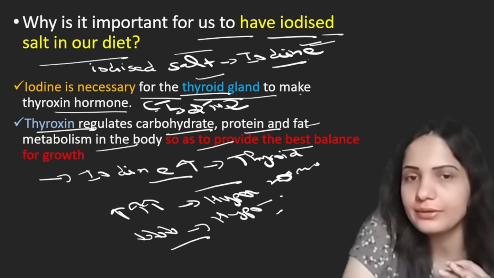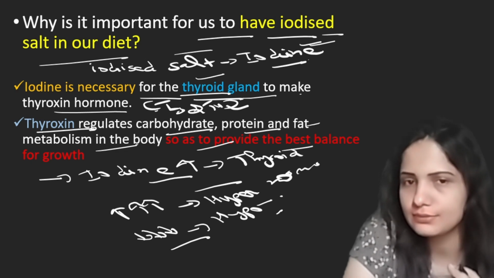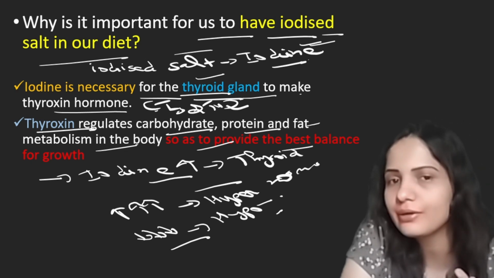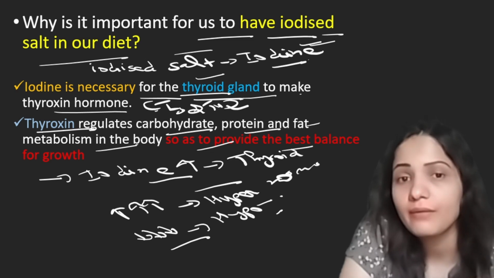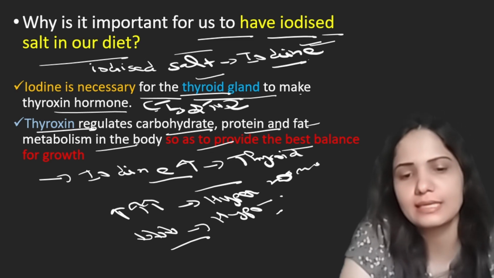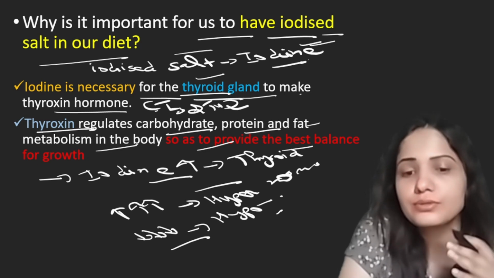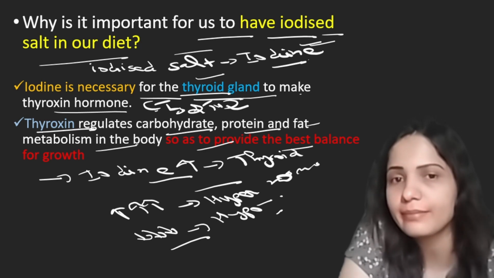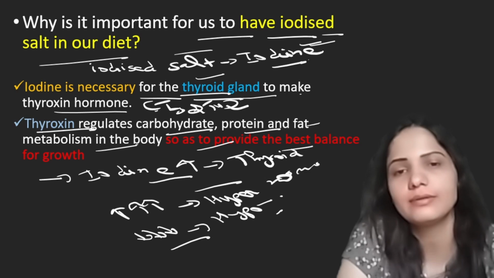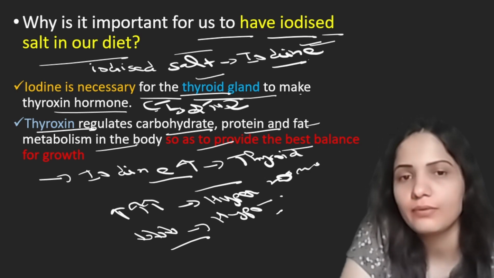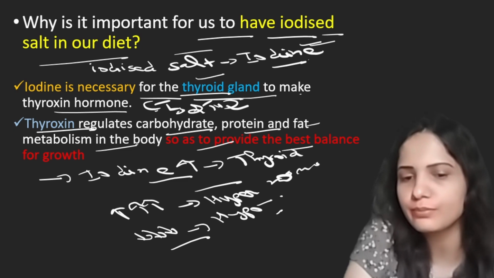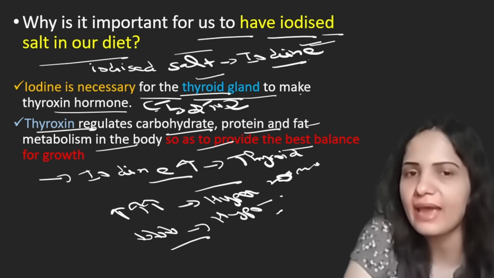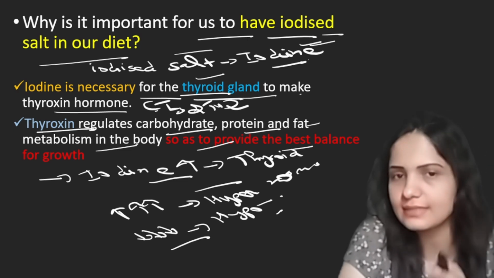Now, iodine is needed for thyroid gland. This we know. What is the function of thyroid gland? Thyroid gland secretes T3, T4 hormone, thyroxine hormone. Further, these hormones regulate metabolism, the process of carbohydrate, protein and fat metabolism. These processes are regulated by these hormones, and for these hormones, iodine is needed. So we can say that for the metabolism of carbohydrate, protein, fat, we need iodine. We can say this now.